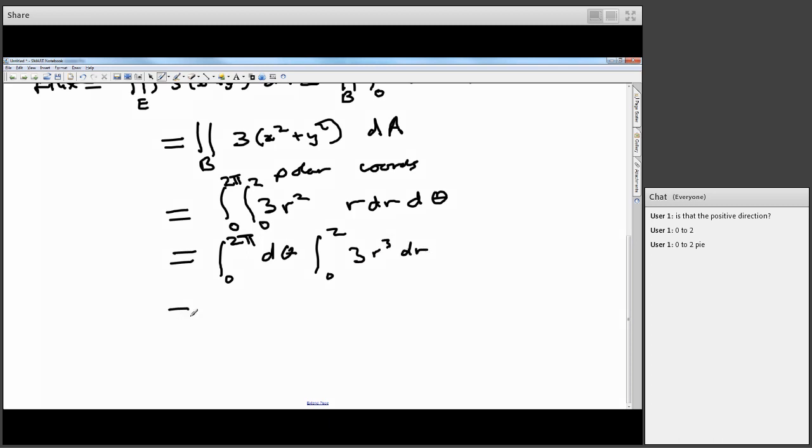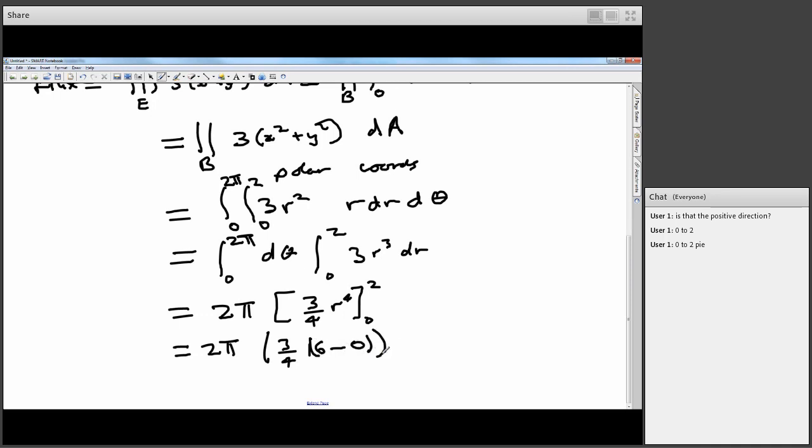So the first integral quickly would just reduce to 2 pi. The integral of 1 d theta is just the length integral, which would be 2 pi. And the second one is a little slower. Bump the power up by 1, divide by the new power, and then plug the limits in. Subbing in 2, you're going to get 2 to the power of 4, which is 16. Sub in 0, you get nothing. So that's going to give you 24 pi, I think, in the end, as our final answer.